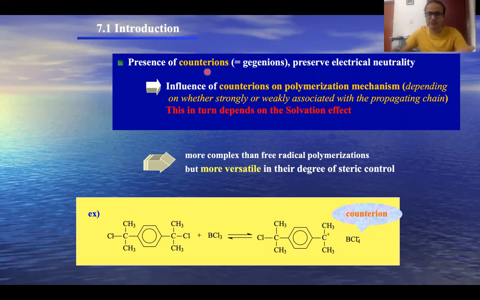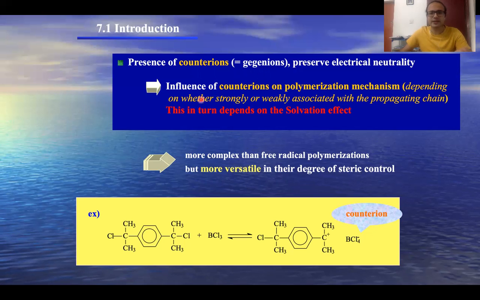As the name suggests, we have cationic polymerization. In those, cations would be the main species and the counterions would be negatively charged species. In anionic polymerization, negatively charged carbanions would be the main species and the counterions would be positively charged ions. The counterions are also called gegenions, and their involvement is very important when it comes to the study of ionic polymerization.